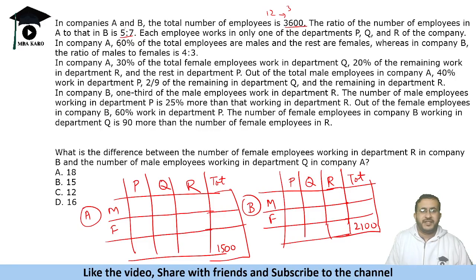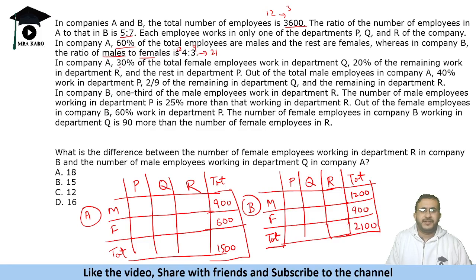So in company A, 60% of the total employees are males and the rest are females. So 60% means 900 males and 600 females. And it is given that in company B, the male to female ratio is 4 to 3. 4 to 3 means 7 parts is 21. So it is 12 and 9. So 1200 and 900.